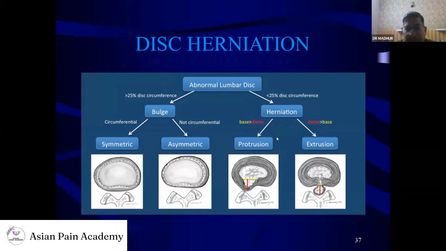The herniation can be divided into protrusion and extrusion based on the relationship between base and dome. This is the base of the herniated disc and this is the dome of the herniated disc. When the base is larger than the dome, it is known as protrusion of the disc. When the base is smaller and the dome is larger, it is known as extrusion of the disc. The other thing is sequestration, in which the herniated disc gets separated from the parent disc and migrates either cranially or caudally.